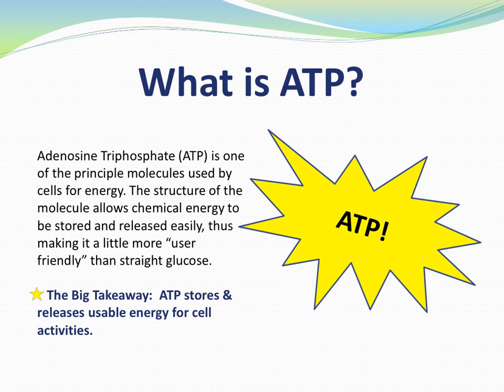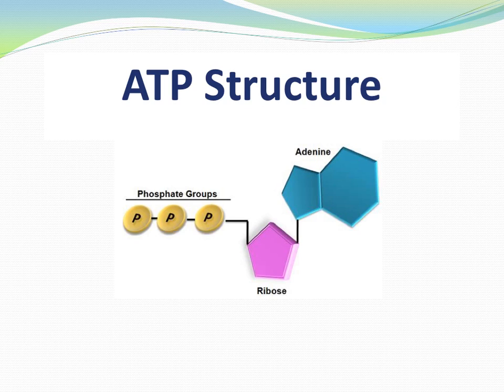So how is ATP arranged so that it can store and release energy so easily? Well, let's take a look. So here is one molecule of ATP, and you can see that it's made out of three main parts: adenine, which is a nitrogen base, a sugar called ribose, and the most important part, these three phosphate groups right over here. In fact, the name adenosine triphosphate comes from the fact that there's adenine, the adenosine part, and the triphosphate refers to these three phosphate groups.